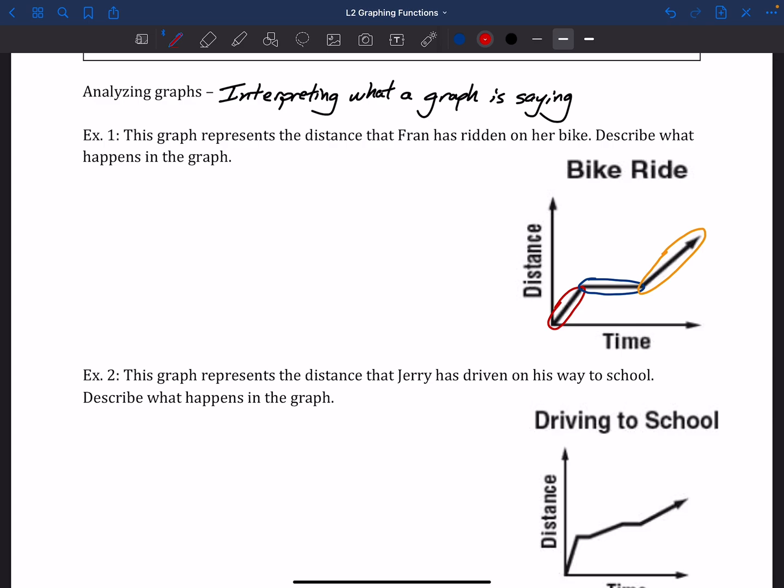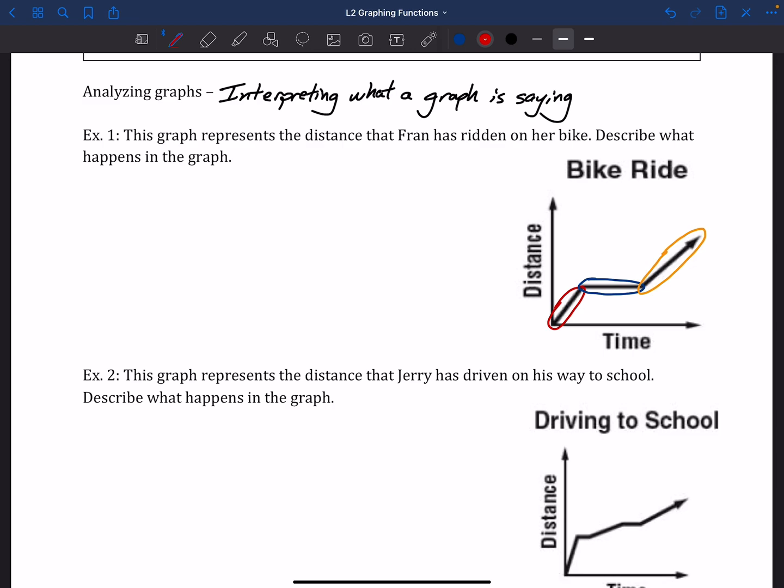Another thing to take a look at when you're interpreting a graph is what the axes are. We've got time on our x-axis down at the bottom, and then we've got distance on our y-axis going up and down. As we go further to the right, time is passing. Time is moving forward. As we go up on the y-axis, that means we have been moving further. Let's take a look at this example together.